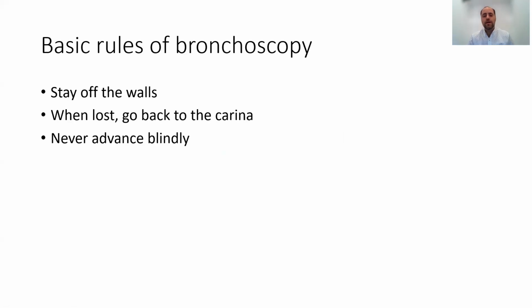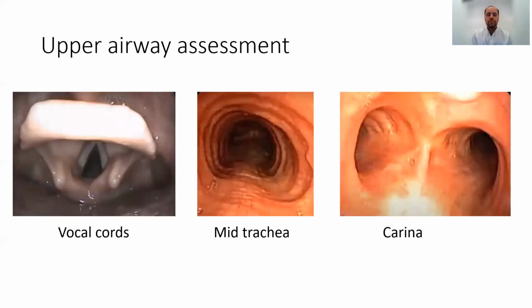The basic rules of bronchoscopy is that you want to stay off the walls. When you're lost, because a lot of these airways look a lot alike, go back to the carina to reorient yourself. Never advance blindly. You should always have a map of where you're going. The first thing you do is assess the upper airways. So these are obviously the vocal cords. This is just below the glottis, the mid-trachea, and this is a normal appearance of a carina with the right and left main stem bronchi.